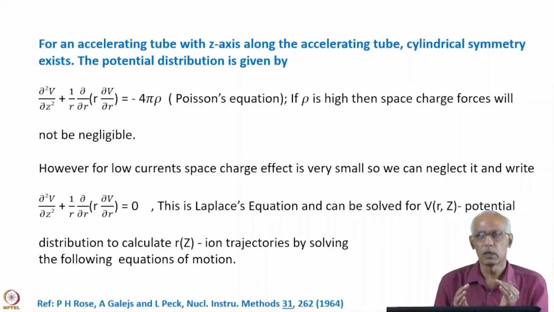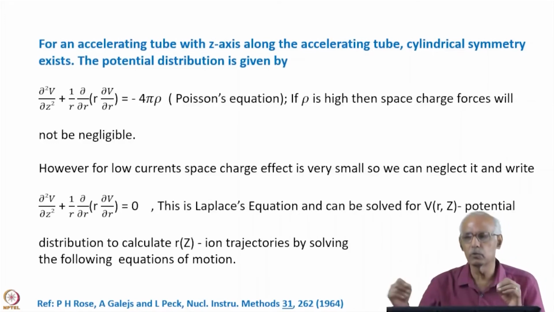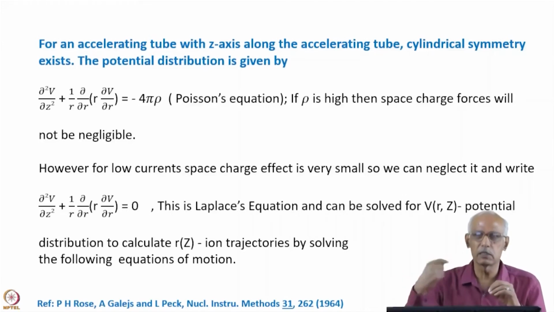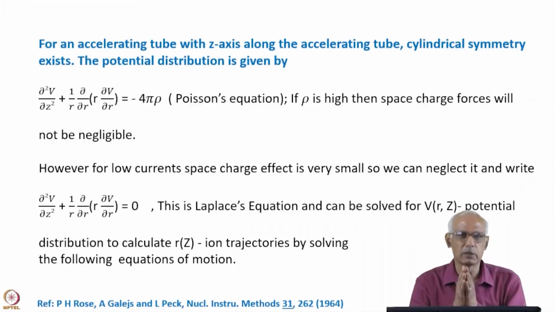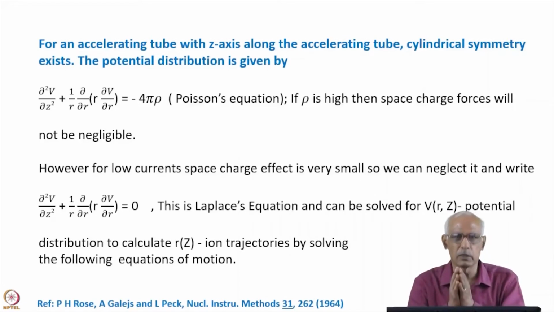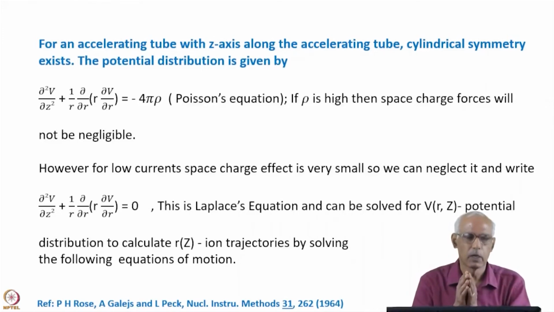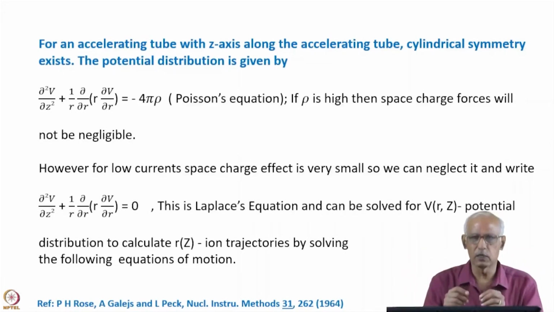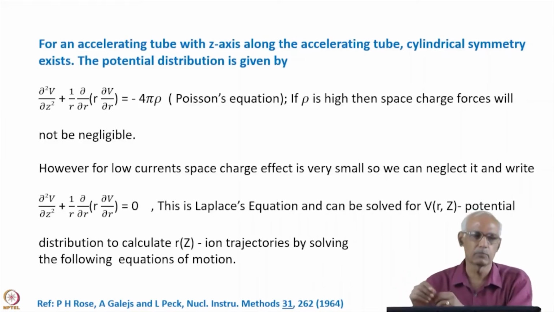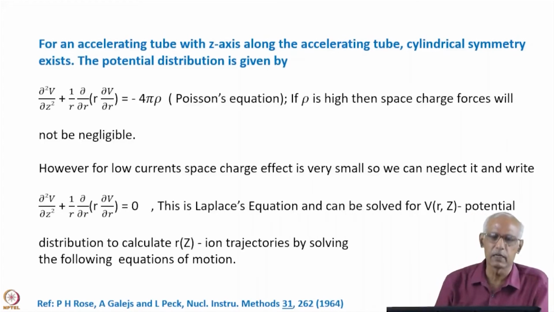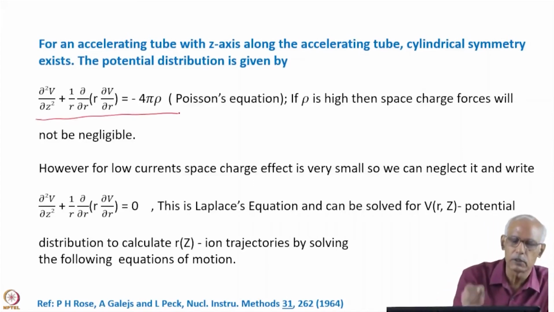Now, as in the case of DC accelerators, if you have an accelerating tube and the particle is moving along the z-axis, then it will have rotational symmetry, that means theta symmetry, and therefore the potential distribution. Ultimately we have to do the ion optics, that means you have to follow the ion trajectories, calculated using the potential distribution. So it involves two steps. One is that you have to calculate the potential distribution, and using that potential distribution you have to calculate the trajectories.